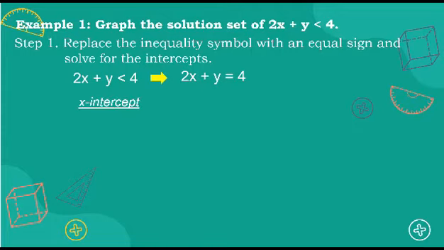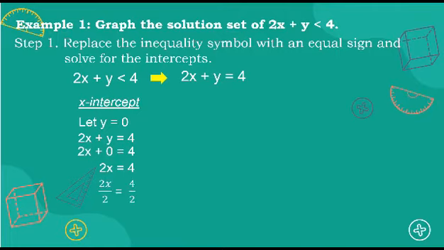For the x-intercept, we let y equal 0. Substituting 0 for y in 2x plus y equals 4, we have 2x plus 0 equals 4. So, 2x equals 4. We divide both sides by 2 to solve for x. So, we have x equals 2. The x-intercept is (2, 0).